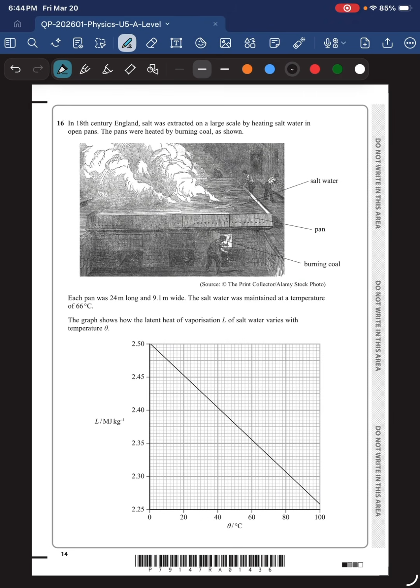Okay, in 18th century England, salt was extracted on a large scale by heating salt water in open pans. The pans were heated by burning coal, as shown. Such a wonderful method. I mean, burning coal to get salt. I don't know, it sounds so inefficient.